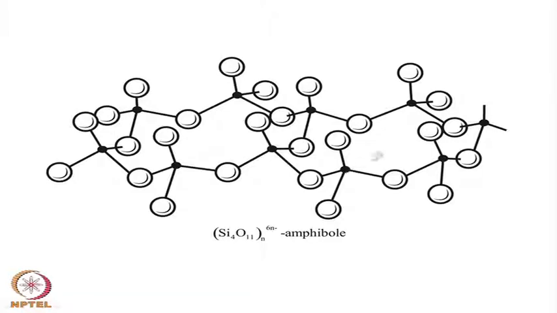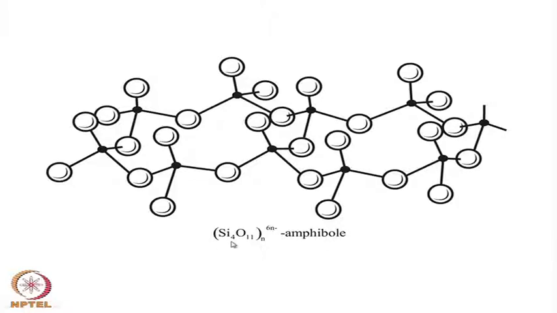For example, this silicon and this silicon is not sharing, but this one is sharing. So, the structural requirement is that alternate silicon ions are actually sharing oxygen between them, and therefore, a bonding is taking place between the two parallel chains, and that kind of structures or the silicates are called amphiboles.